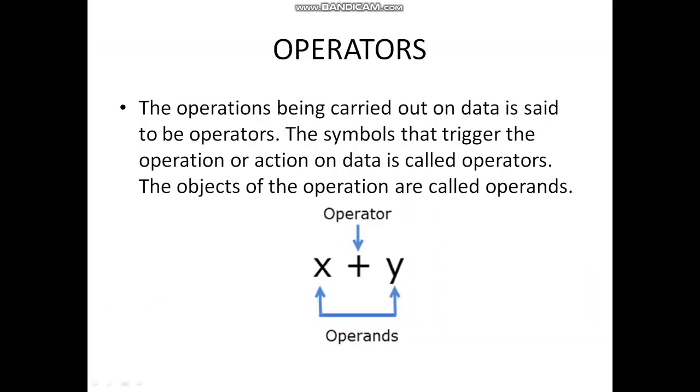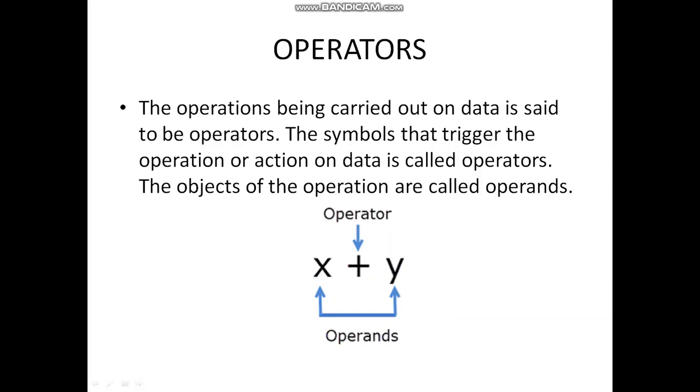So we are going to deal with operators, right? The operations being carried out on data are said to be operators. The symbols that trigger the operation or action on data are called operators. The objects of the operation are called operands. If you have not understood the definition, don't worry. Look into the picture in the slide.